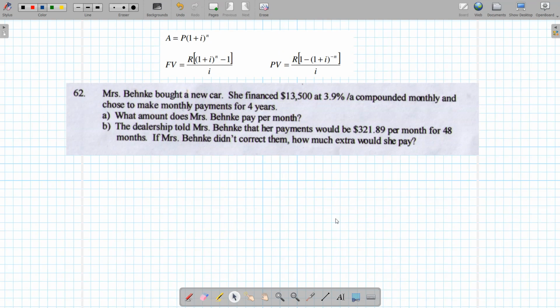What kind of question is this? What does finance mean again? Finance means she got it right now. She's able to drive that vehicle home. So it's present value? Mm-hmm.